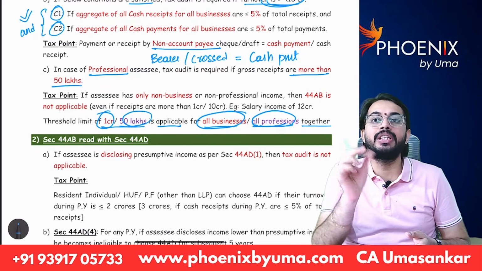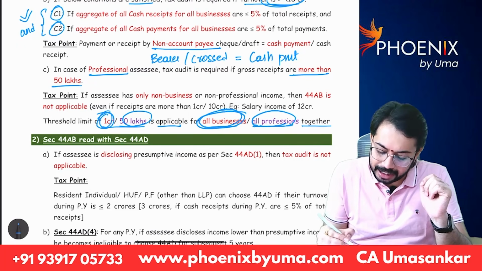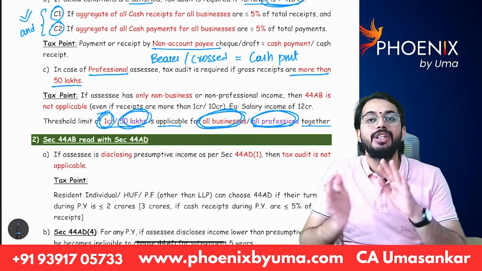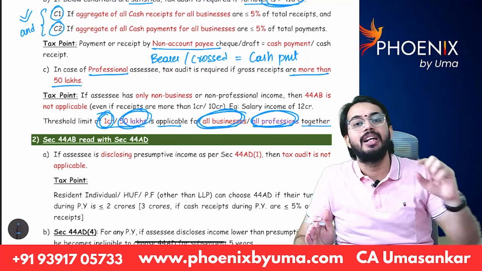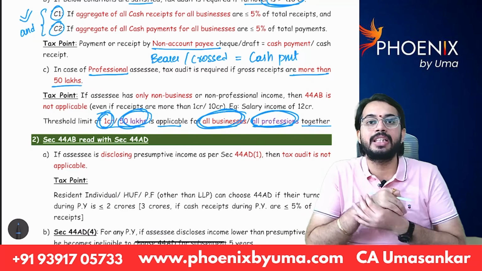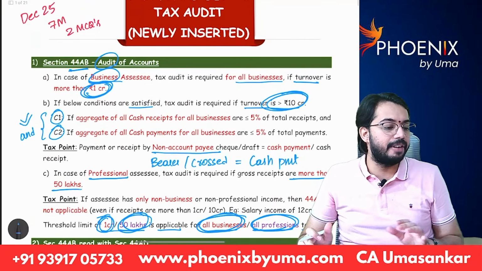That's why I use a different color. 1 crore in red color for all businesses, 50 lakhs in purple color for all professions. So individually for business, the turnover limit is 1 crore. Individually for all professions, the gross receipts limit is 50 lakhs. So till here, did you understand everybody?